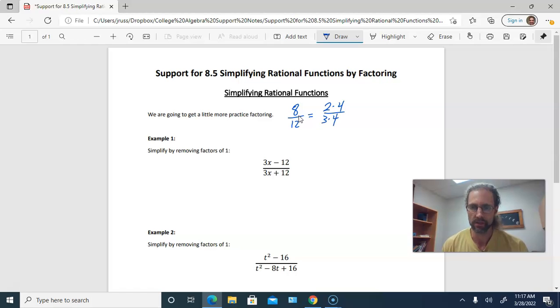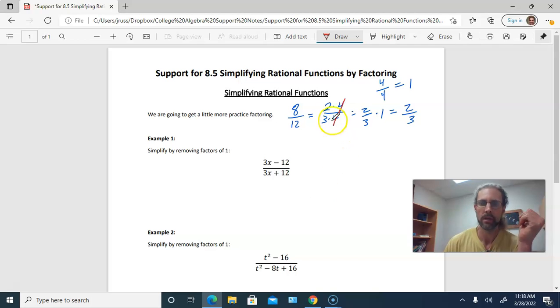Okay, and so because 4 divided by 4 is equal to 1, this is really just like 2/3 times 1. Because the 4 over 4 is the equivalent of 1, and when you multiply anything by 1 it stays the same, so this becomes 2/3. Now another way people look at this is you divide out those common factors, and this is what we refer to as removing factors of 1. Okay, and we're going to see that in these next 3 examples.